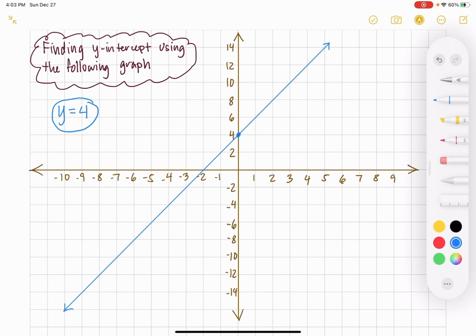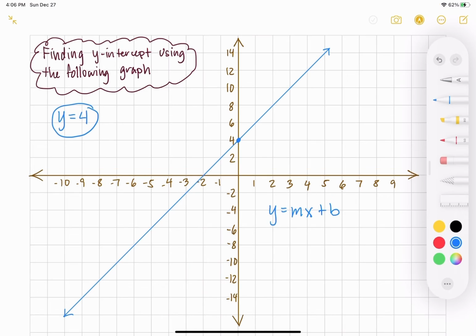We can also prove this using the second way, which is using the formula y equals mx plus b, where m is the slope, x and y are any pair of coordinates, and b is the y-intercept. So the first step of finding the y-intercept is to find the slope.